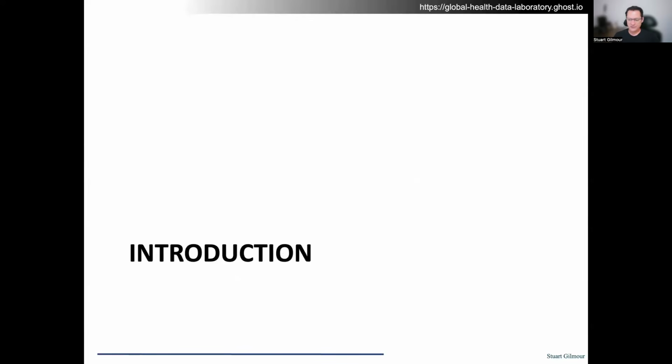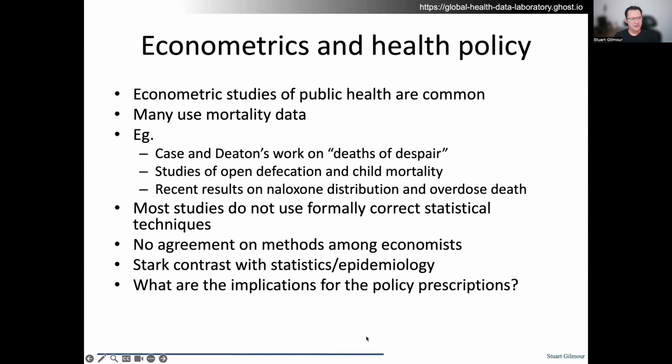Okay, so let's start by talking about why we need to discuss the work that economists do in public health, and then I'll show you what I did. So you will have noticed, I think, that in the last decade or so, econometric studies of public health issues have become more common. So econometricians have been approaching various problems in public health and analyzing public health data to try and understand the impact of policies and interventions on those issues. Now, many of these studies use mortality data.